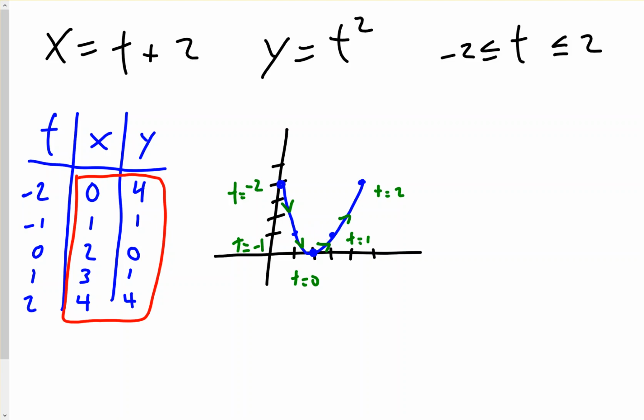Okay, and a lot of times you will see these arrow marks to show the direction of the movement for the particle. Okay, let's take a look at our next example.